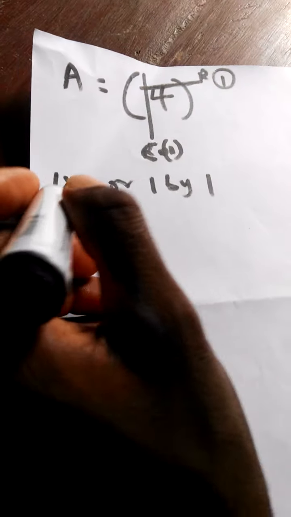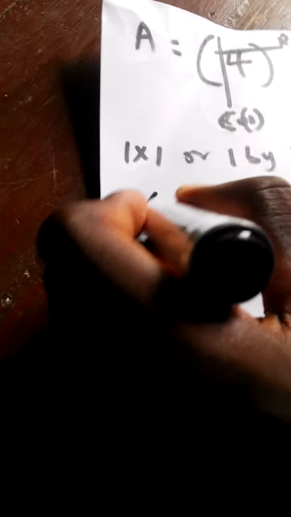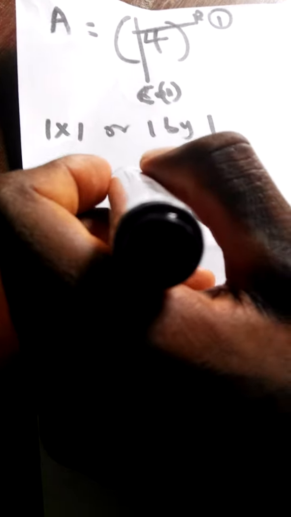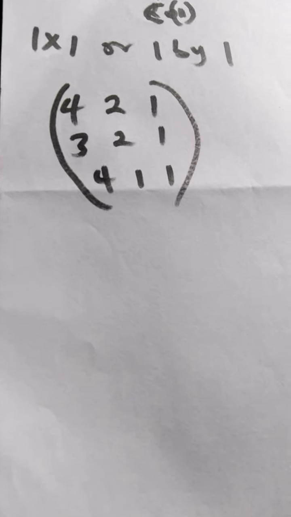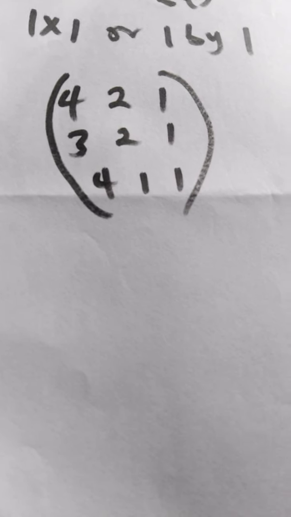Okay, now coming from the previous one, which was a 3 by 3 matrix, 4 2 1, 3 2 1, 4 1 1. This matrix here is known as a square matrix. It is a 3 by 3 matrix, of order 3 by 3. Now let me do a 2 by 2 matrix: 4 2 3 1. This is a 2 by 2 matrix, represented by K equal to this.